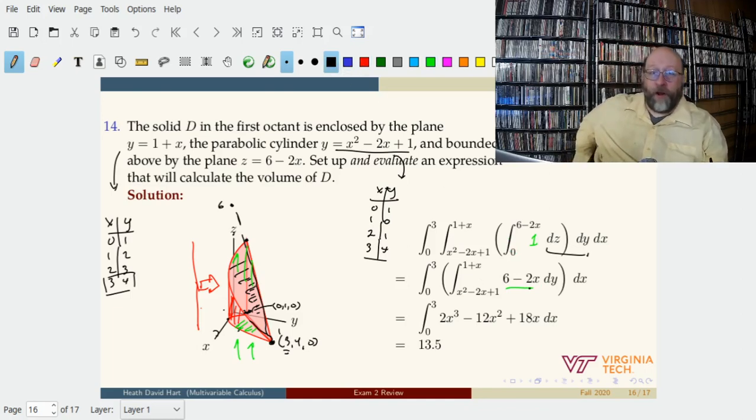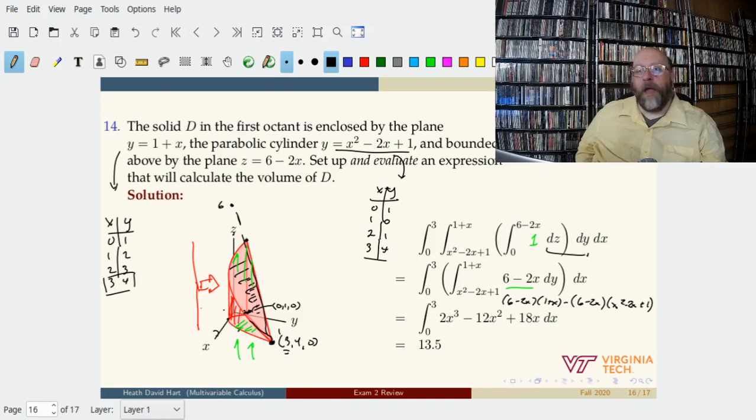This is the messier integral. When I integrate this with respect to y, I get 6 minus 2x times y. So I have to multiply 6 minus 2x times 1 plus x. That's foiling. But then I have to multiply 6 minus 2x times x squared minus 2x plus 1. Let me write what's happening here. 6 minus 2x times 1 plus x minus 6 minus 2x times x squared minus 2x plus 1. And when I calculate that out, this is what I get.